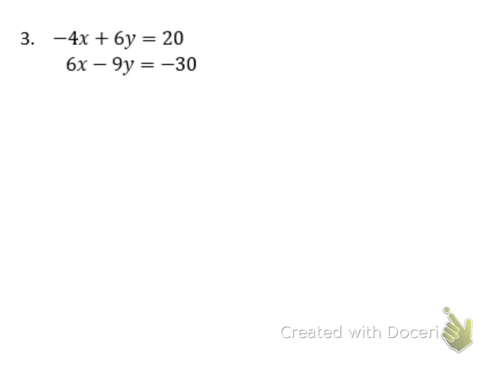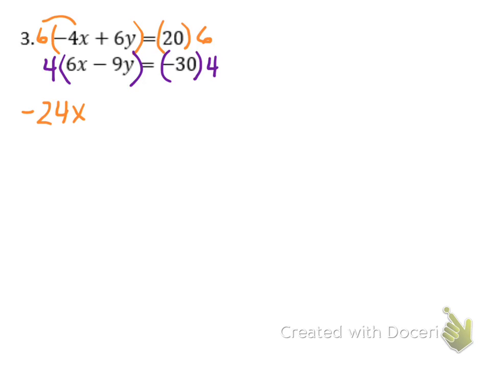Now this time we do have opposite signs, so that makes our job a little bit easier. We'll multiply the top one by 6. And we'll multiply the bottom one by 4. So distributing on top, we get negative 24x. 6 times 6y gives us 36y. And then 20 times 6 is 120.